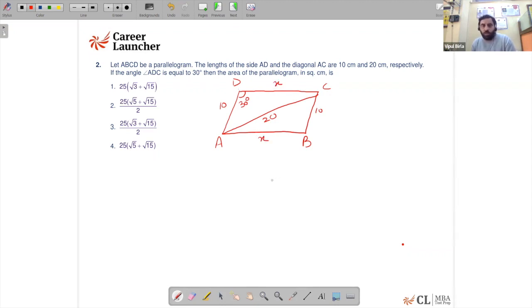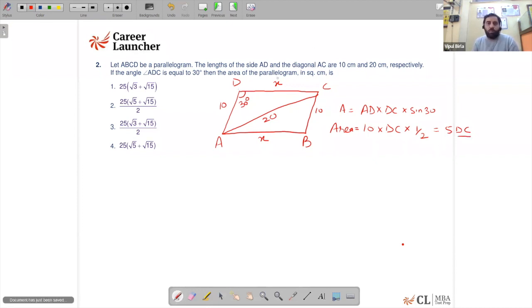So I know if I'm able to know the value of X, the area of the parallelogram will be nothing but product of two sides into sine theta. Therefore it is AD into DC into sine of 30. This is what I need to calculate. Now I know AD is 10. DC is something I need to calculate, into sine 30 is 1 by 2, which is coming out to be nothing but 5 times DC. That is the value of the area. So basically now it all boils down to calculating the value of DC, and once I know the value of DC, my job will be done.